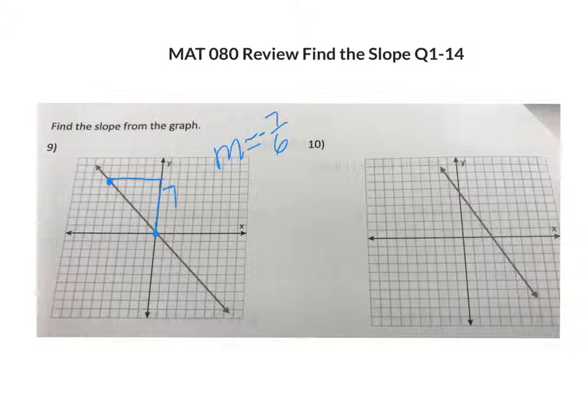This one, we're going to again find points exactly on the line. Here's a point. And this one looks a little difficult to find. The other one wasn't very straight. Here's another point. So we're going to rise 1, 2, 3, 4, 5, 6, 7 again, and run 1, 2, 3, 4. So my slope is 7/4. And again, the line is declining, so it's going to be a negative.